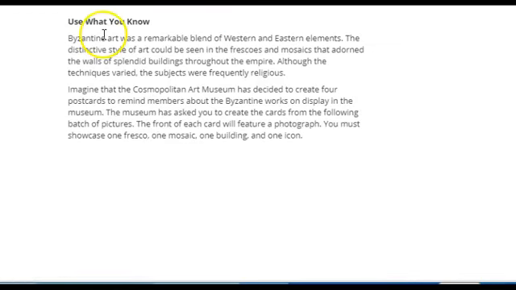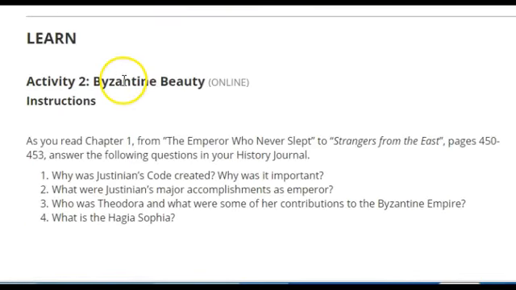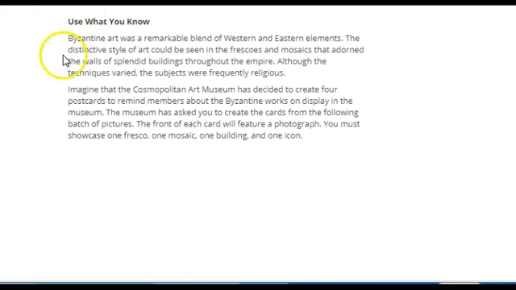Then you're going to continue on. Use what you know. I was just checking to see if that was on the student guide as well. Byzantine art was a remarkable blend of Western and Eastern elements. The distinctive style of art could be seen in the frescoes and mosaics that adorn the walls of splendid buildings throughout the empire. Although the techniques varied, the subjects were frequently religious.